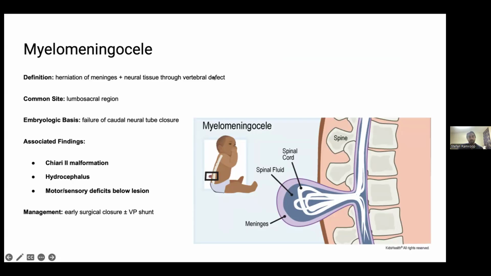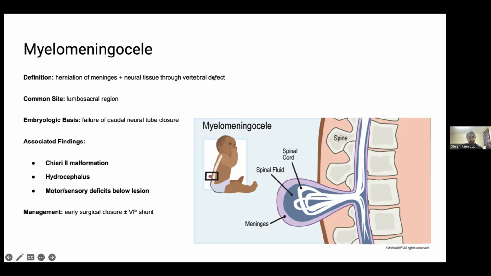The exposed neural cord will lie at the surface, and it's often covered by a thin meningeal membrane or none at all. Neurologically, these patients have flaccid paralysis and sensory loss below the lesion, along with neurogenic bladder and bowel dysfunction. Most can also be affected by other findings at the same time. So, as I mentioned before, a Chiari II malformation, where you have the cerebellar tonsils and brainstem herniating downward, and hydrocephalus in up to approximately 80% of cases.